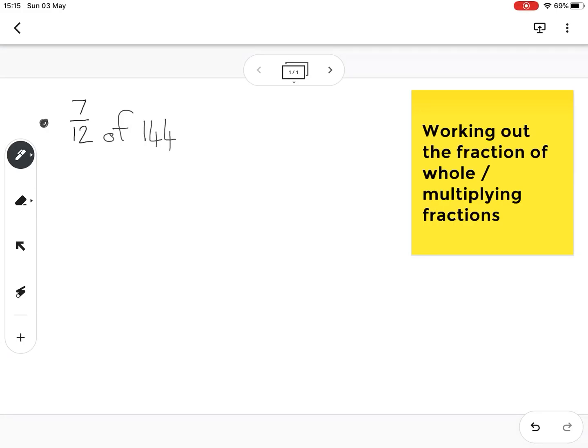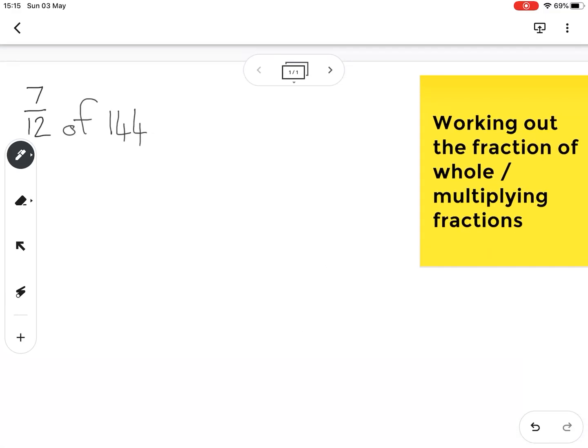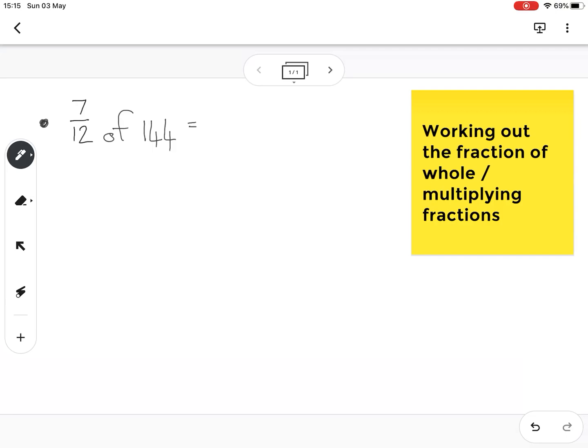Let's revise working out the fraction of a whole. We also just sometimes call them "of sums". Now, the quick shortcut that we've learned in grade 6 still applies, and when it works, it's a nice easy way to solve them. So what I want to start with is say divide by the bottom.